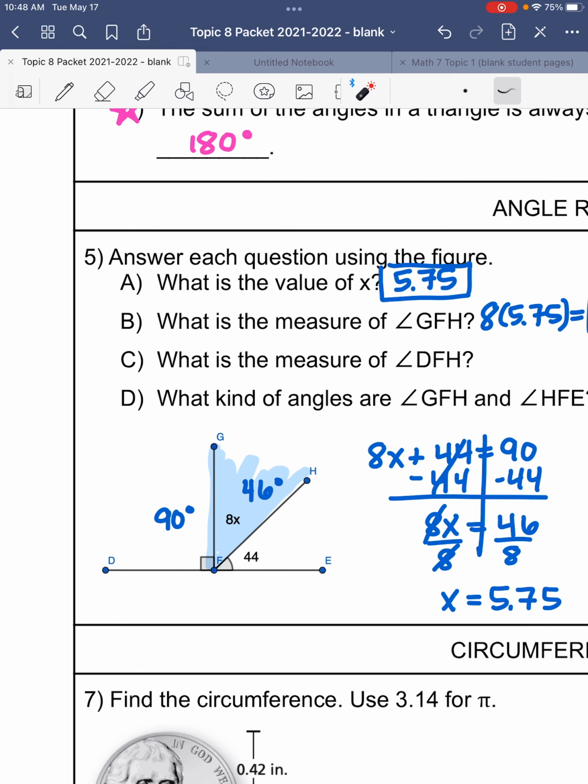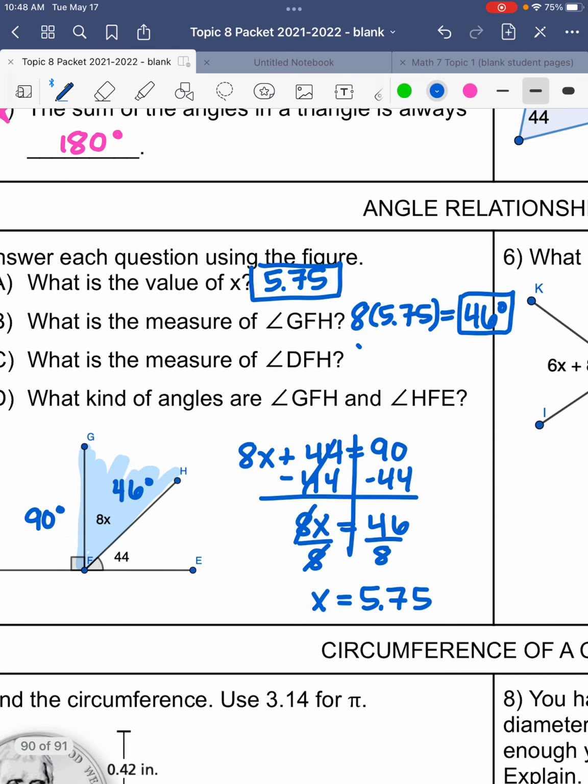So in C, what is the measure of angle DFH? So angle DFH, we're talking about these two angles combined. That makes that one obtuse angle. So the way I figure it out is I take 90 degrees and add 46 degrees. So 90 plus 46 is 136 degrees.